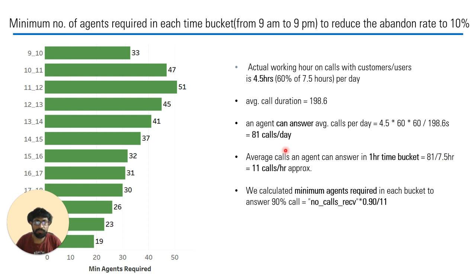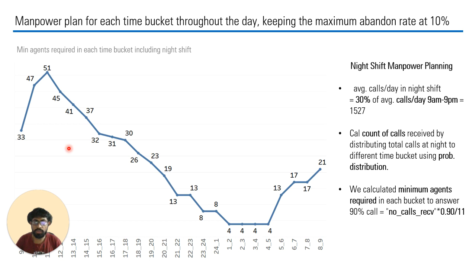So with efficiency of 60%, an agent can pick 11 calls in each time bucket, and then we took 90% of calls and divided it by 11 to calculate the minimum agents required in each time bucket. Then we also calculated the number of agents required at night, as 30% of calls come at night as compared to morning. So we calculated the number of calls in each time bucket by multiplying it with the probability distribution and then divided by 11 to calculate the minimum agents required in each time bucket.